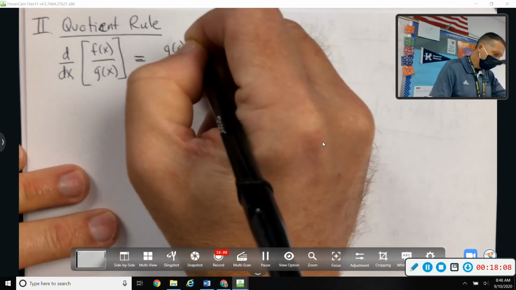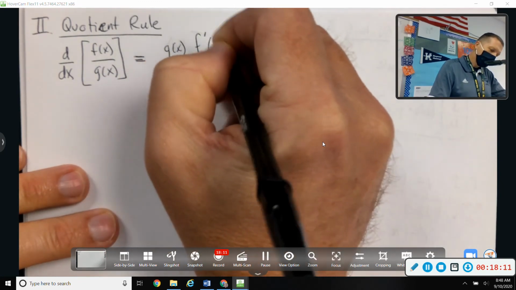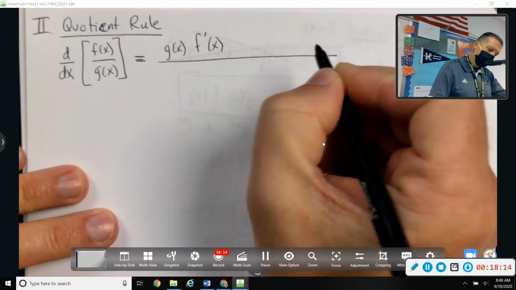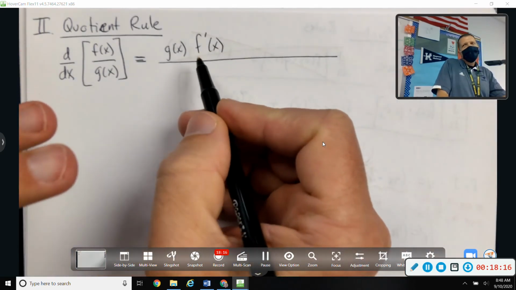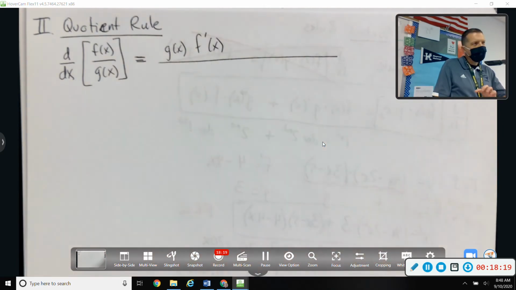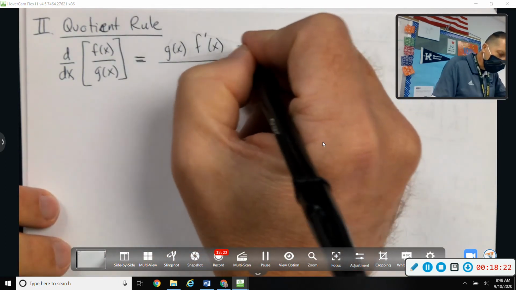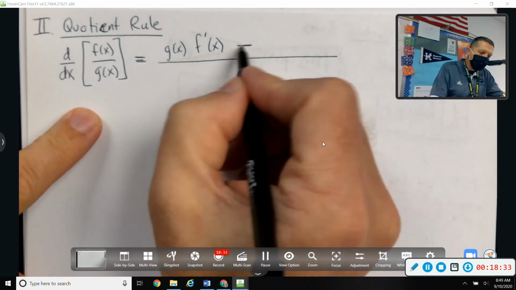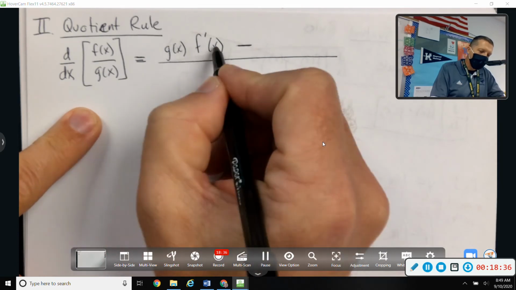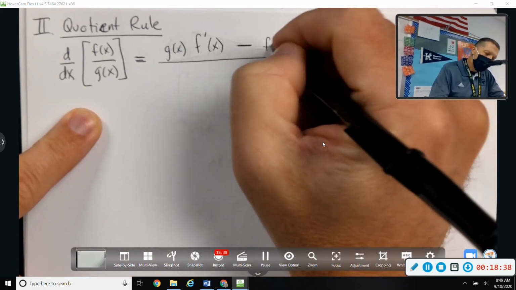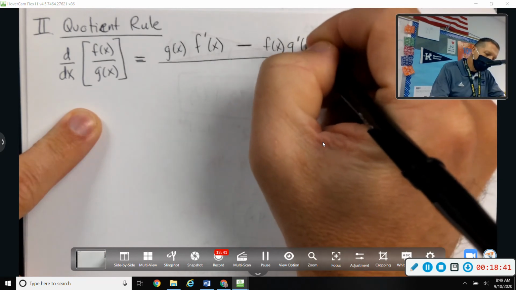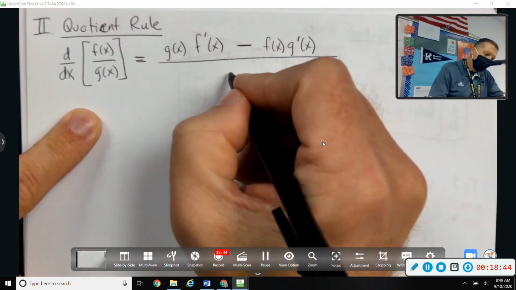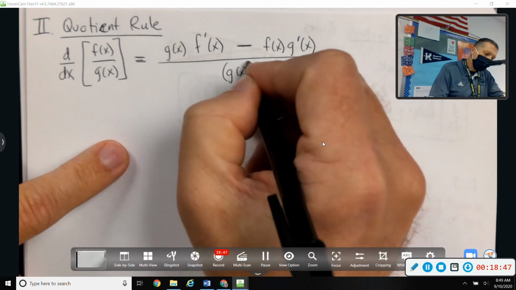g of x times f prime of x. So that's a little bit like the product rule, because it's one of them times the derivative of the other, but it's minus, so order is going to matter here. In product rule, it was adding, so if you got the order backwards, who cares? It's just one of them times the derivative of the other, switch it around, fine. Order matters in subtraction, so you've got to get g f prime first minus f of x g prime of x all over g of x squared.